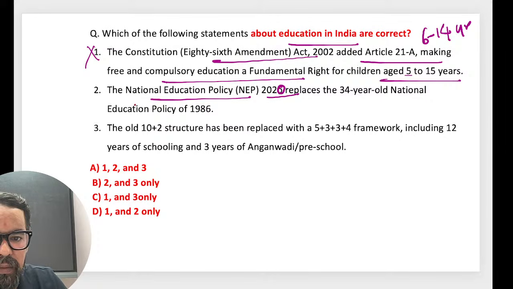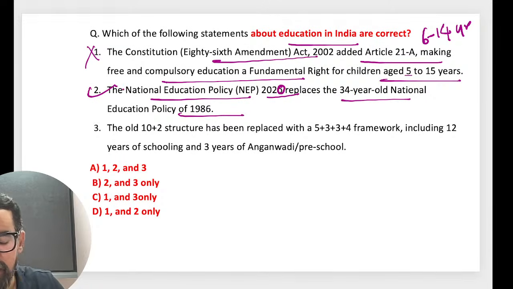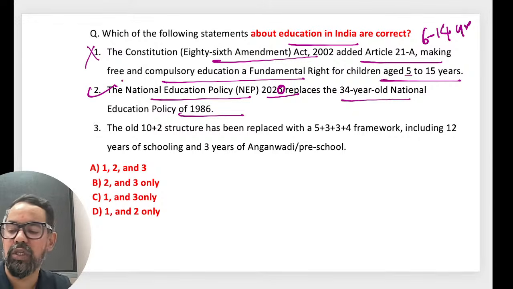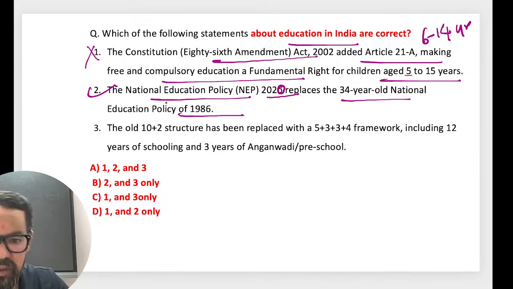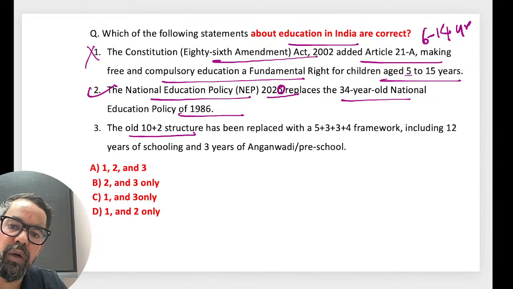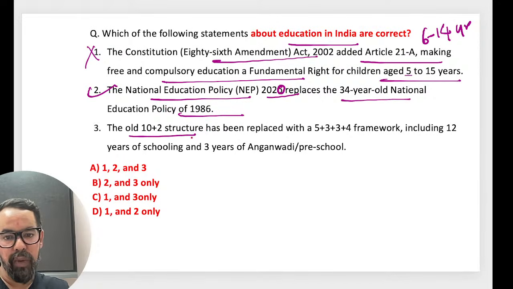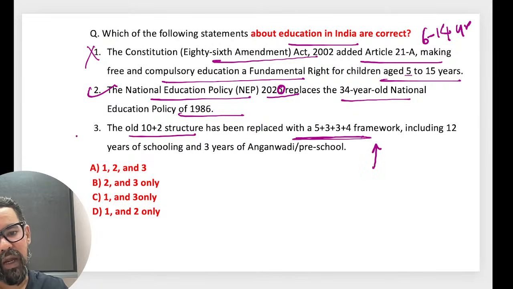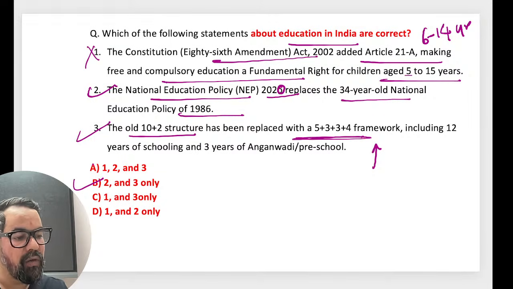The second statement, National Education Policy 2020, 34 years after 1986. Earlier we had the 1986 education policy. So with this we replace it and start implementing in a phased manner. The old 2 plus 10 plus 2 is replaced by the new structure, 100% true. So 2 and 3 means B will be the right answer. Why A? Why are you guys going with option A? B will be the right answer, guys.